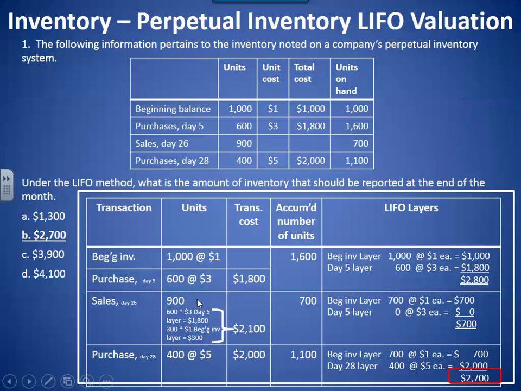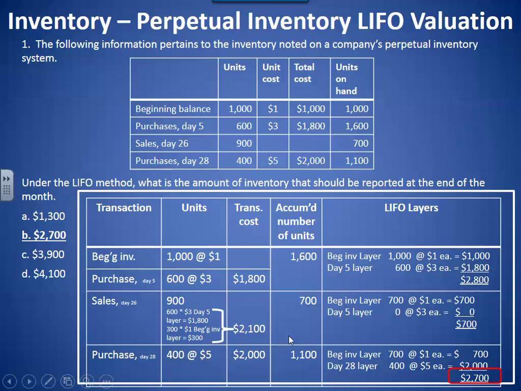Now on day 26, we made a sale. And in this case, the sale was for 900 units. Now, if I go through the units on hand first, what I can say is 1,600 units minus 900 units sold, we now have 700 units left on hand. Now we have to cost out those transactions based upon our LIFO cost layers.